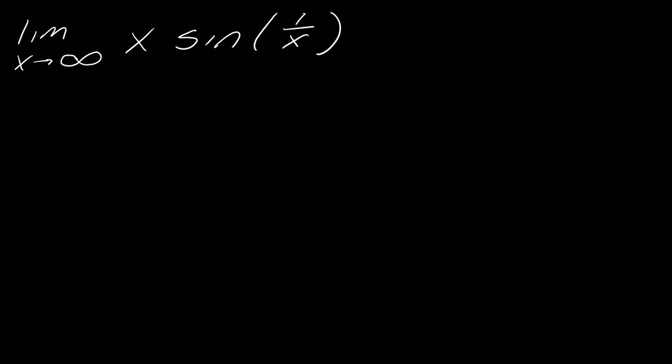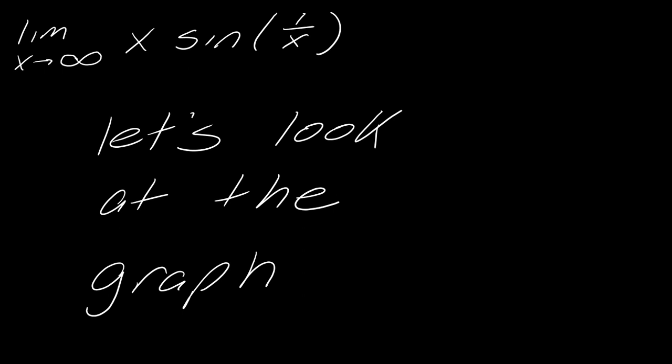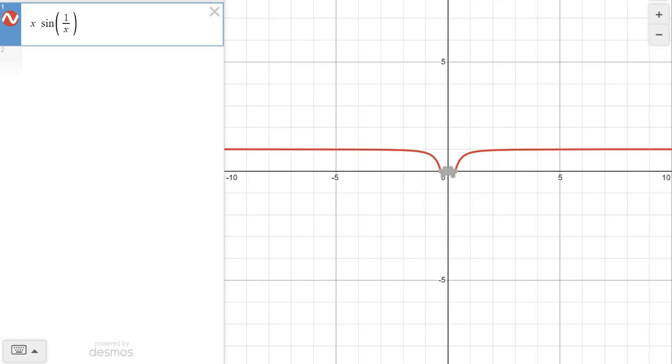So for the first one, we have the limit as x approaches infinity of x times sine of 1 over x. Now, to get this party started, I want to look at the graph. So let's take a little field trip here. Here we are at Desmos.com, which is totally free graphing software. I super love it. I love using it in my videos, and I have just plotted out x times sine of 1 over x. And this is just to help us get an intuitive idea of what this limit should actually equal.